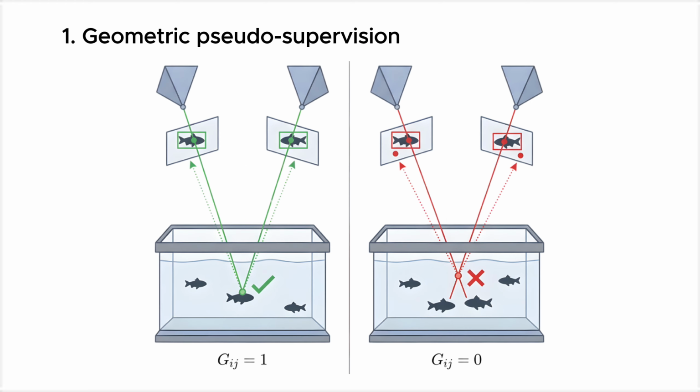TrackFish3D is trained with 3 self-supervised signals. The first signal is geometric pseudo-supervision. We triangulate every cross-camera detection pair and reproject it back. If the reprojection lands inside both bounding boxes, the pair is labeled 1, otherwise 0. This teaches the model cross-view association purely from geometry, with no ground truth labels.